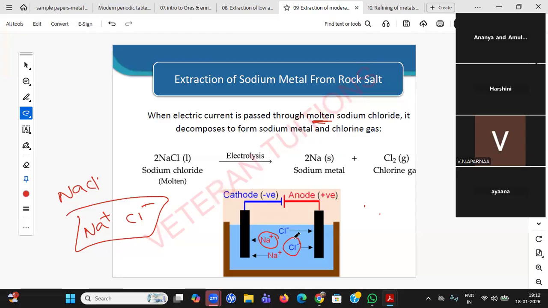Cl minus anions should be attracted by this electrode. What should be this electrode's charge? Positive. How can it maintain its positive charge? It should be connected to the positive terminal. So in that way, the connections are made.